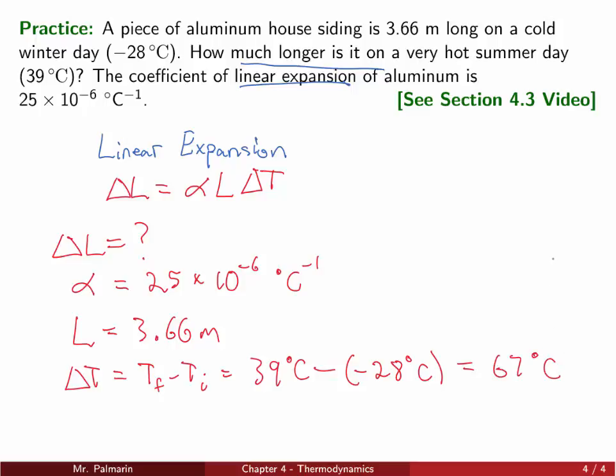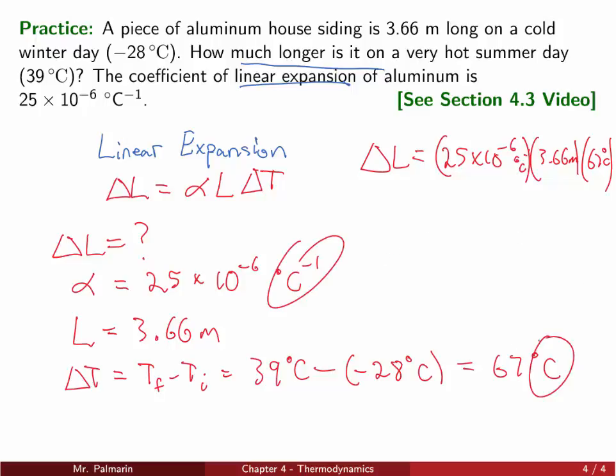Okay? Now, you're simply going to plug this into the formula. Change in length is equal to 25 times 10 to the negative 6. Sorry, I forgot the unit. Degrees Celsius to the minus 1 times 3.66 meters times 67. That might cut off, sorry. But the point is, because of this unit and this unit, they'll cancel off to give you meters. So change in length will be in meters here. You're going to have 25 exp negative 6.